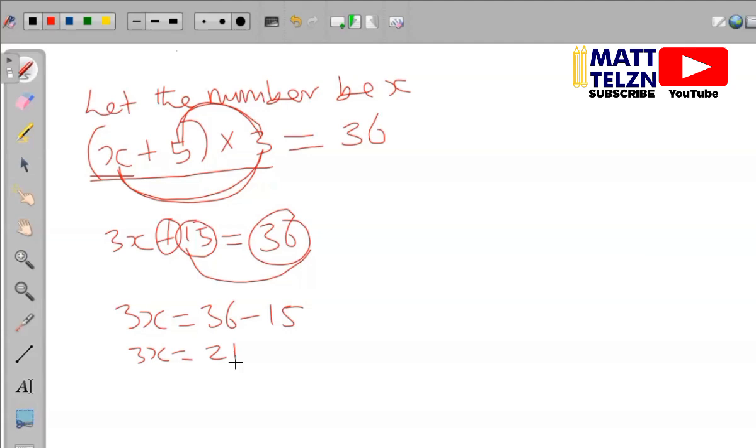Okay, so the next thing I'm going to do is divide both sides by 3. 3 is called the coefficient of x. So I'll divide both sides by 3. So 3 will cancel 3. Remember, we are looking for x. So x is going to be 21 divided by 3, which is 7. This is the number.